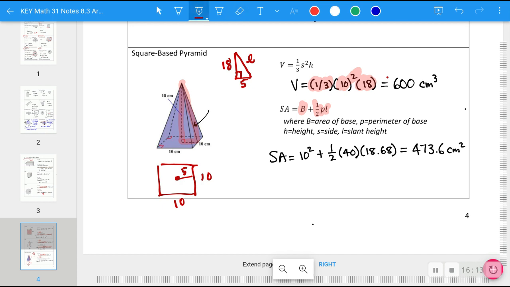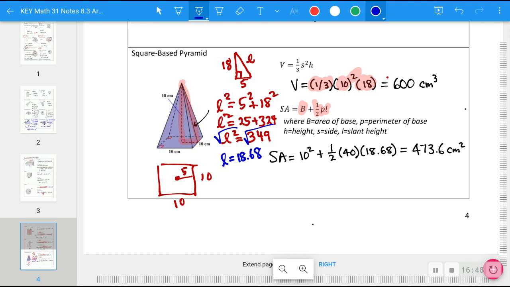I'll do it again here. L squared, this is Pythagoras. So that's L squared is 25 plus 324. So L squared is 349. And then we simply take the square root of both sides. And that turns out to be the 18.68 that you see in the diagram over there. Okay, so that does it for us for the second half of the 8.3 notes.